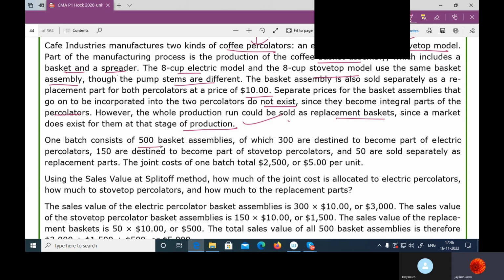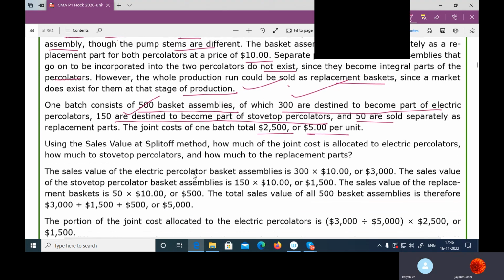Now, what matters for us is the next data. One batch consists of 500 basket assemblies, of which 300 are destined to become part of electric percolators and 150 stovetop percolators. The 500 you make, 300 goes for electric and 150 for stovetop, and 50 can be sold separately in the market, correct? Joint cost for one batch totals $2,500 or $5 per unit.